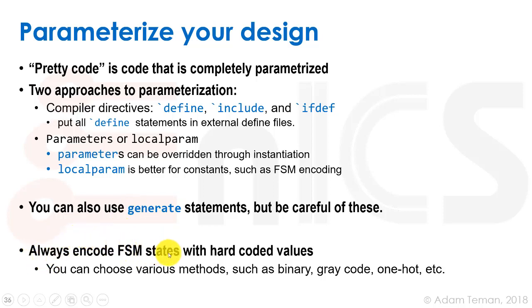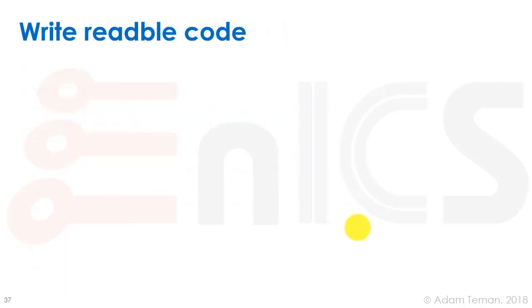Always encode the FSM state with hard-coded values. You have to choose between different ways: binary, gray code, one-hot, etc. There are, again, lots of philosophies on this, lots of papers about the pros and cons of each type, but encode them with hard-coded values, give them names, makes your code much more readable, and that helps us not make really bad bugs.